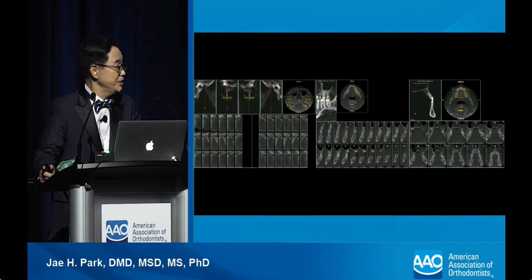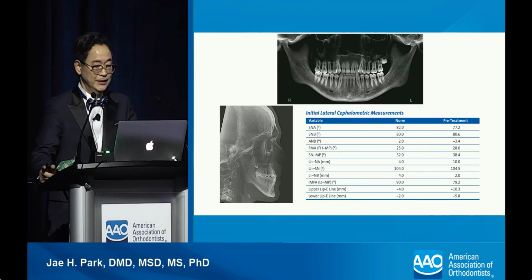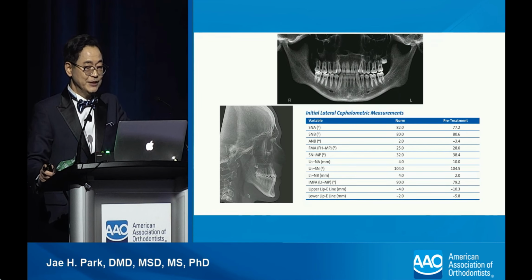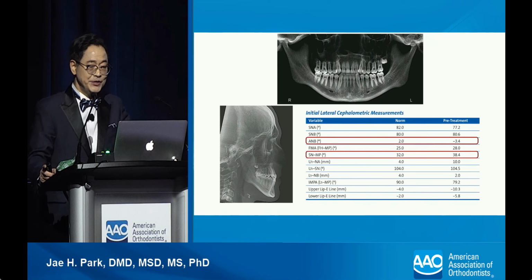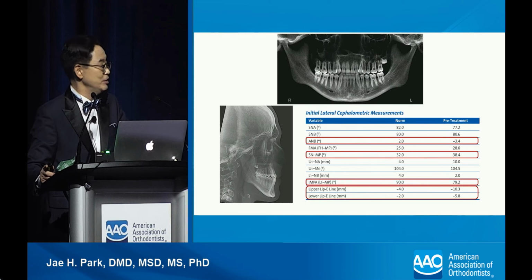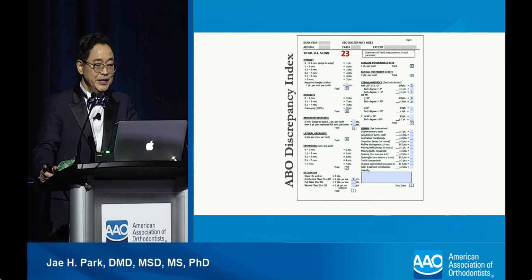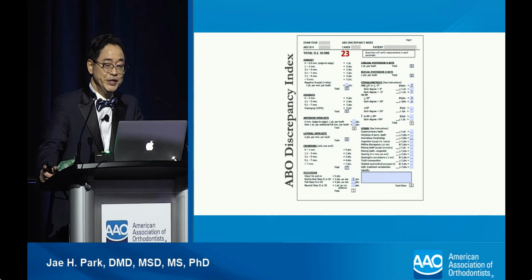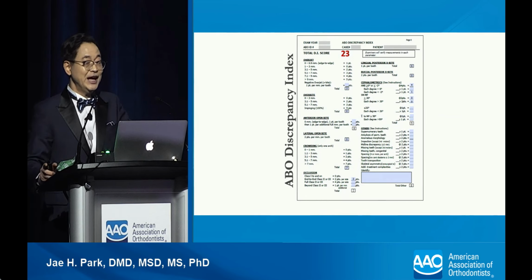These are his CBCT images. Pre-treatment radiographs show a skeletal Class 3 pattern with a hyperdivergent growth pattern. He also had retroclined lower incisors and retrusive lips. Here the ABO-DI score was 23. If the ABO score is higher than 20, it is a difficult case.